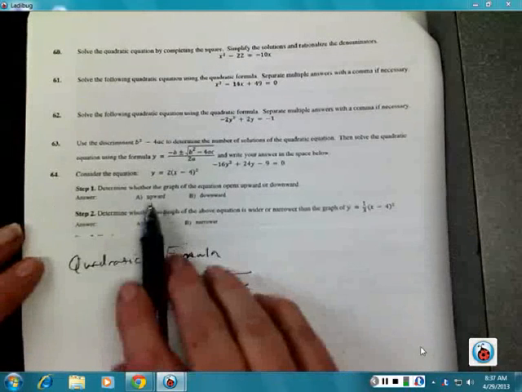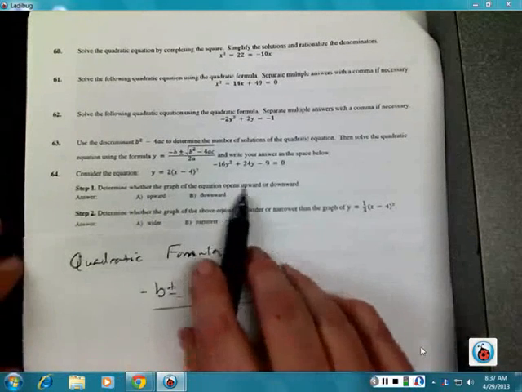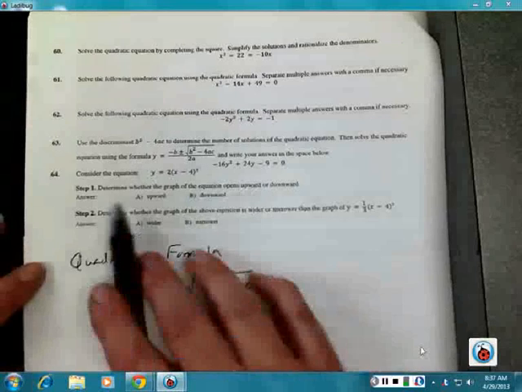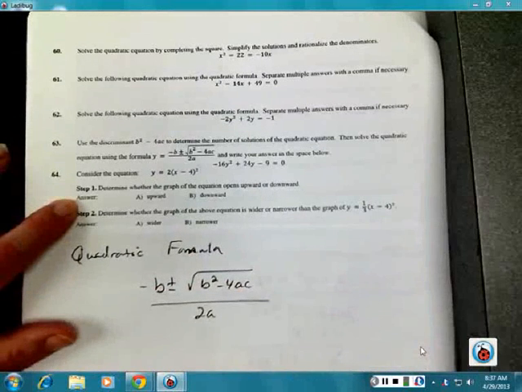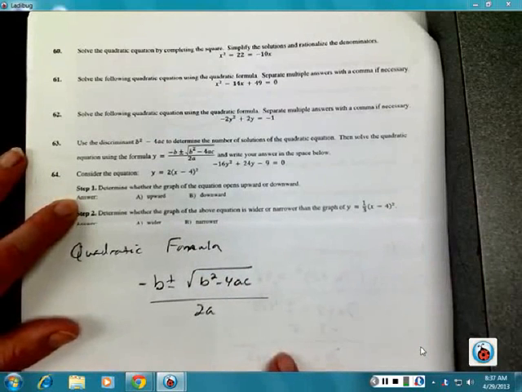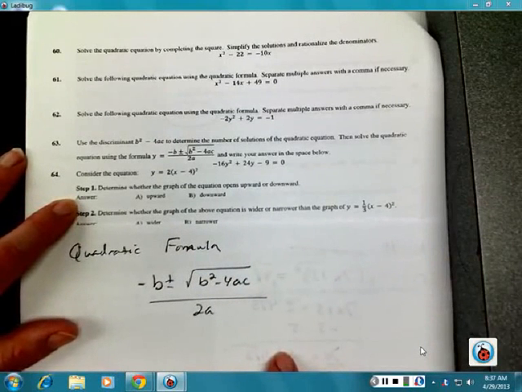Determine whether the graph of the equation opens upward or downward. What told us that in 64? What would tell us if the graph's opening upward or downward? What part? What was that?